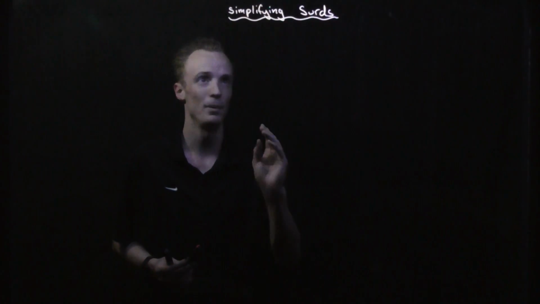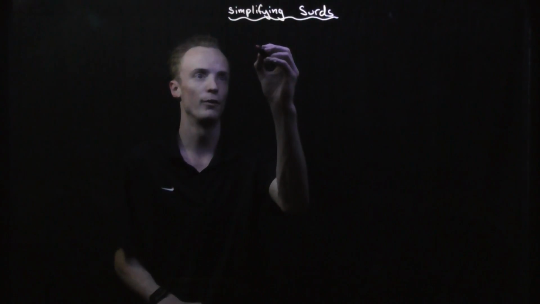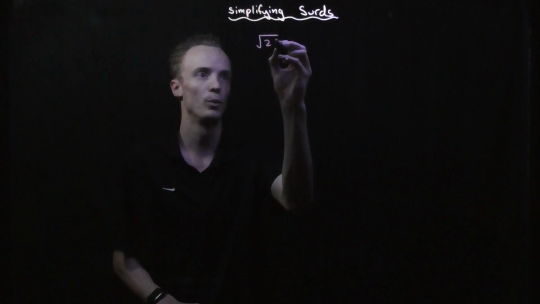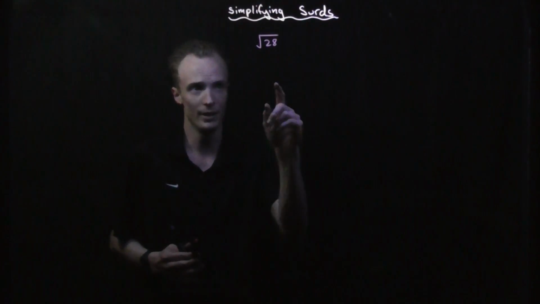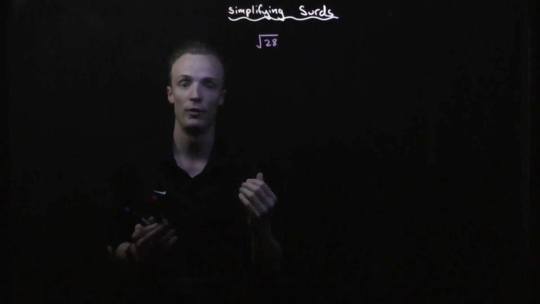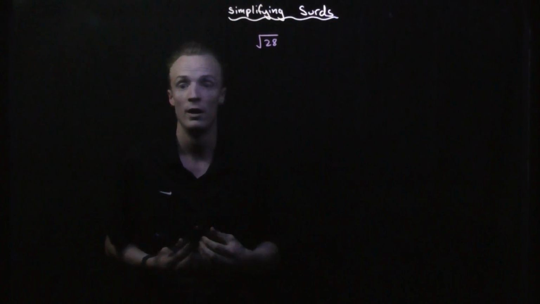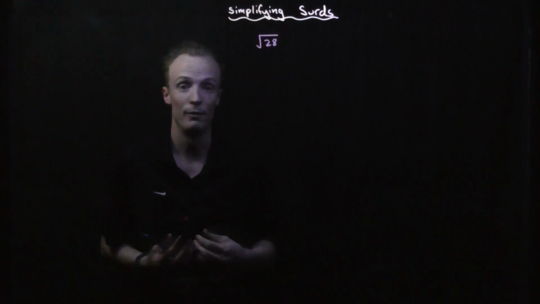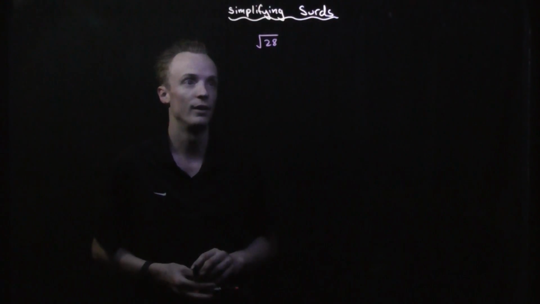Today we're going to have a look at a couple of ways that we can simplify surds. To begin with, let's consider the following surd, the square root of 28. One way that we can look to simplify surds is to look at the number 28 and see whether we can divide it by a perfect square. A perfect square being things like 1, 4, 9, 25, 36, 100, those perfect squares that exist.